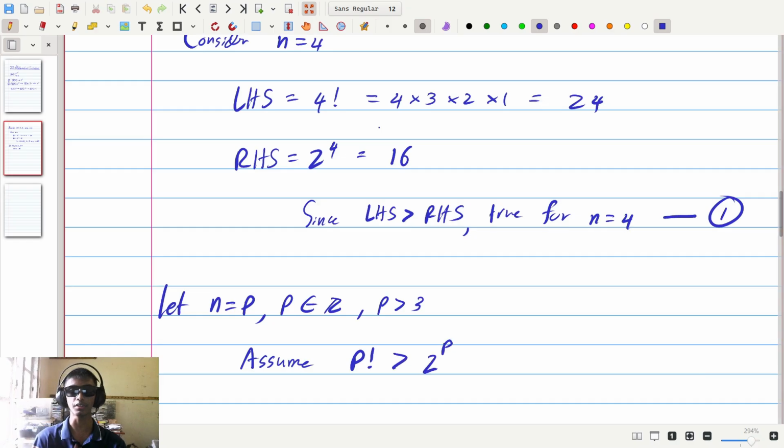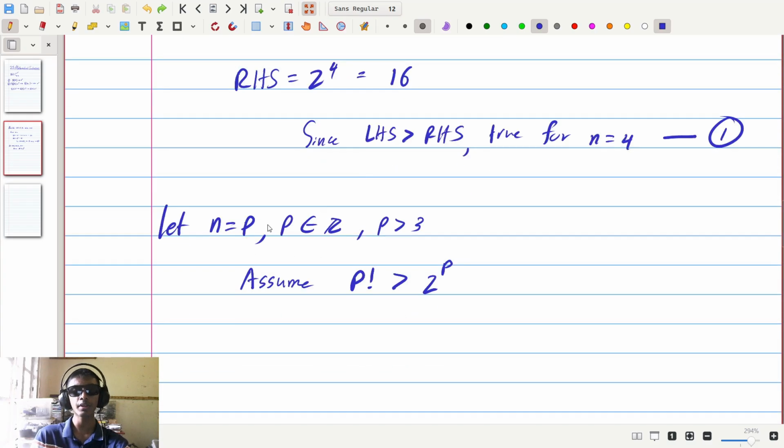So this is our assumption. We know it's true for at least one of the values. It's true for n equals 4. We don't know yet that it's true for all of the values, but we're going to assume that it is such. So for some n element of the integers and greater than 3, we're assuming that p factorial is greater than 2 to the power of p. This is going to be our assumption for a certain value of p, a certain value of n.